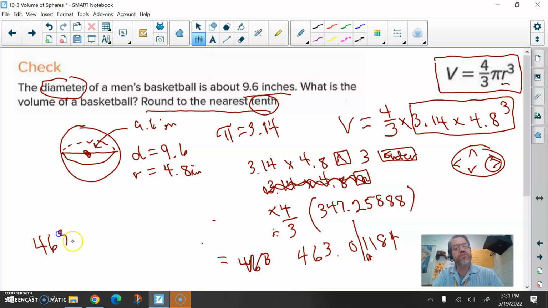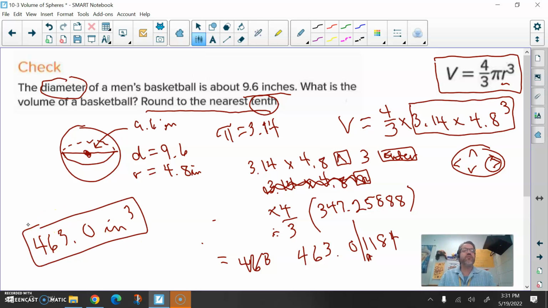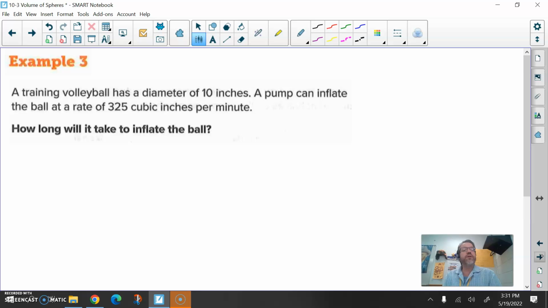We do need to show the 0 though, because that shows us that we did round this to the nearest tenth. So we get 463.0 for our volume, and our label is cubic inches. Okay, so that's how we found the diameter of that basketball. All right, I'm going to look at the next example and see if I can do this a little bit more neat with my work.